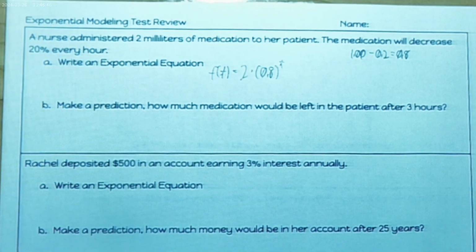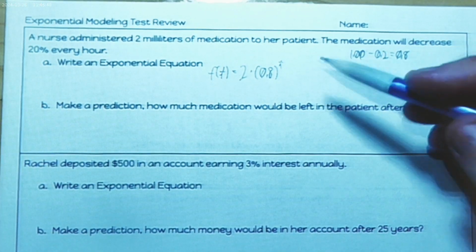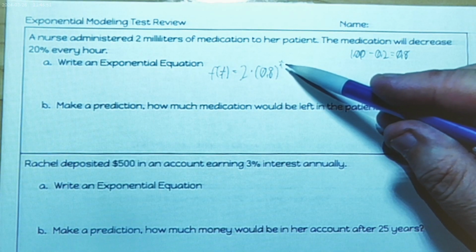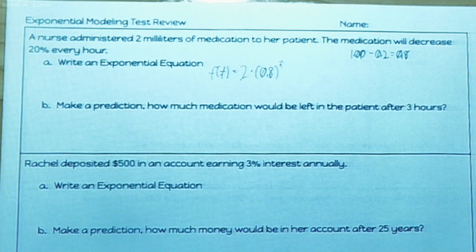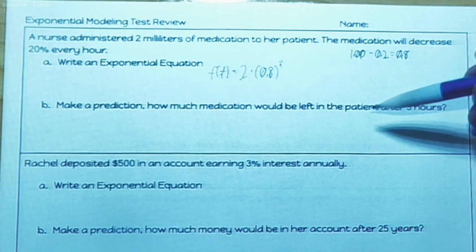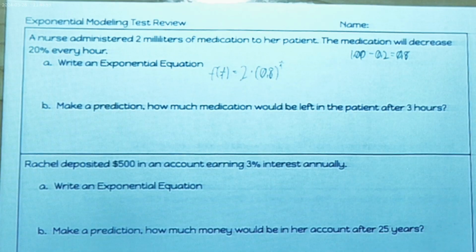We start out with 2 milliliters, but at the end of every single hour, we only have 0.8 of what we started with every single time. All right, so make a prediction. How much medication would be left after 3 hours?